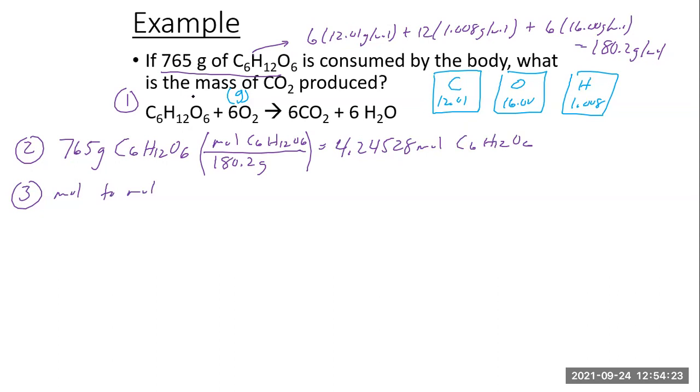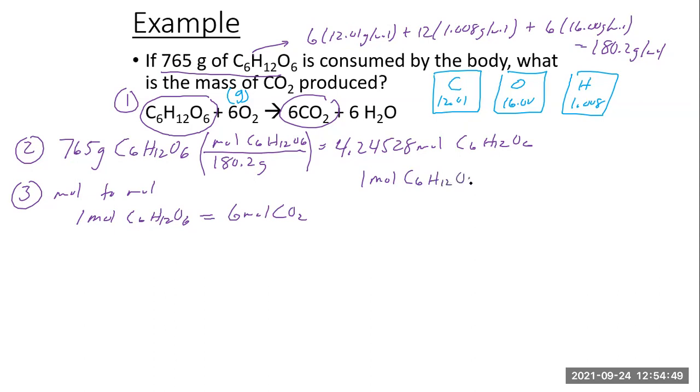Next step is to do the mole to mole relationship. So looking at the equation, we were given information about this guy. We are interested in CO2. So we do see that for every 1 mole of C6H12O6 we put in there, we get 6 moles of CO2. Again, nothing more than the actual coefficients. Again, that gives us 2 conversion factors that we could use, which looks something like this, or like this.